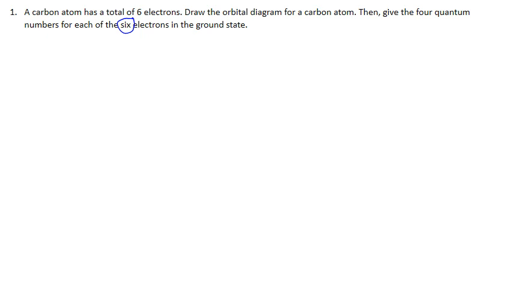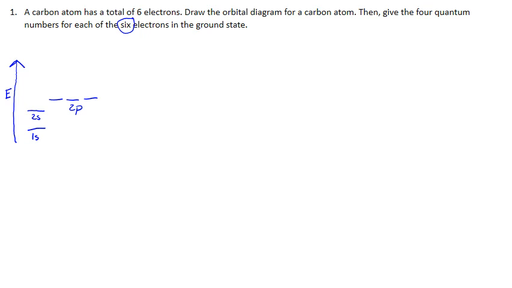So to start with, let's draw our orbital diagram, just like we did in class. I'm going to try and make it look halfway decent. There's energy. The lowest energy orbital will be 1s, and then 2s, and my 3 degenerate 2p orbitals. And that'll be enough for carbon.